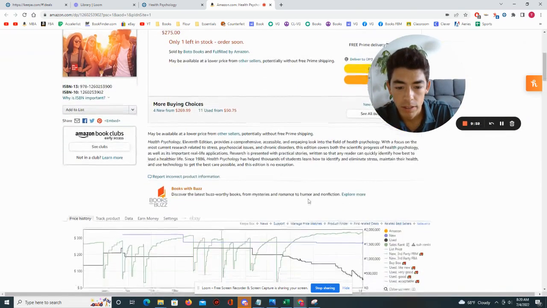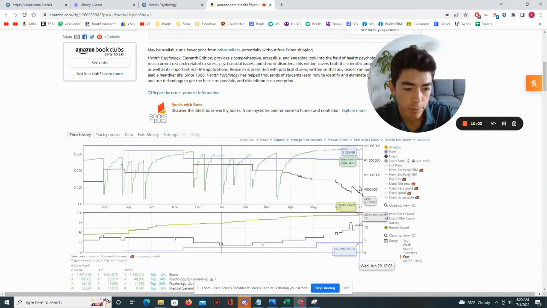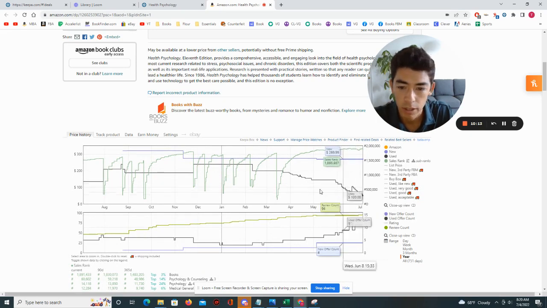Now, you might want to set a price tracker on this as well, because we don't know how low it's going to go, but you don't want to be monitoring it every day yourself. You want to be notified automatically if it ever does go below a certain dollar amount.